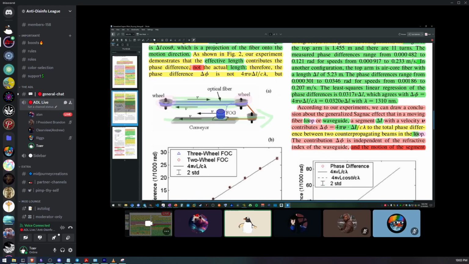So according to our experiments, we can draw a conclusion about the generalized Sagnac effect: in a moving fiber loop or waveguide, a segment with a length delta L and a velocity v contributes delta phi equals 4 pi times velocity times delta length, divided by the so-called speed of light, times lambda, to the total phase difference between two counter-propagating light beams in the loop.